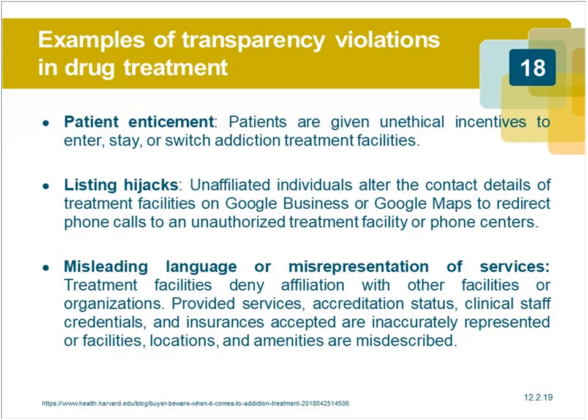Okay, so in drug treatment, we have found that, based on the descriptions in the UNCAC, these kinds of transparency violations, not to call them corruption, occur. The first one is patient enticement. By means of these, some centers are required to provide a number every month of patients that are seen so that they get their budget. So patients might receive some unethical incentives to enter treatment, to stay in treatment, or to move from one treatment facility to the other. Listing hijacks is when unaffiliated individuals alter the contact details of the treatment facilities.